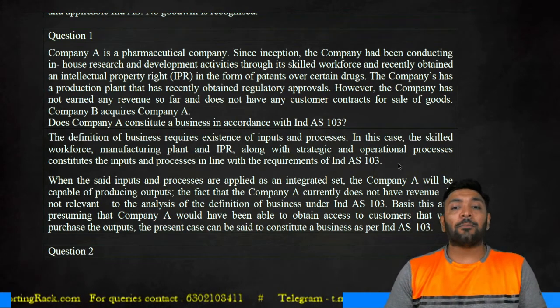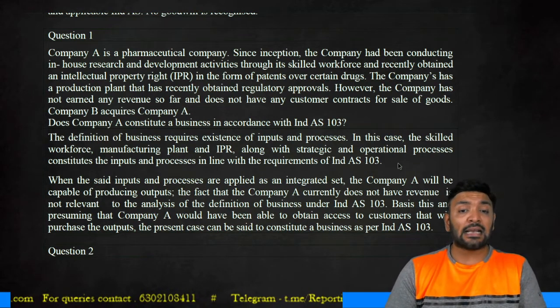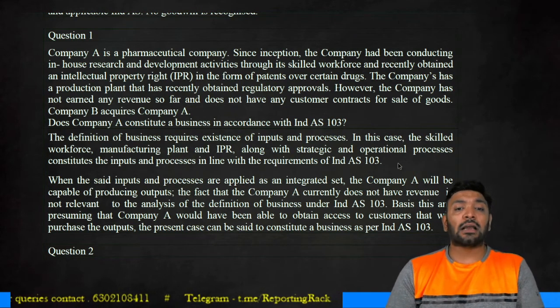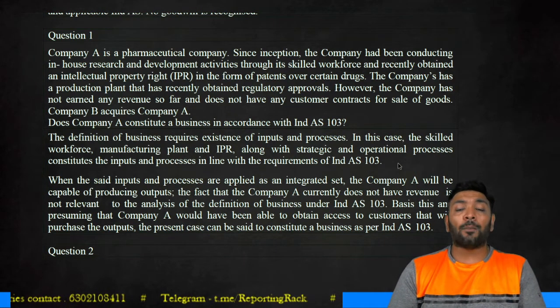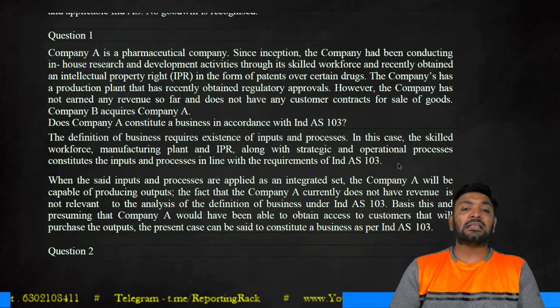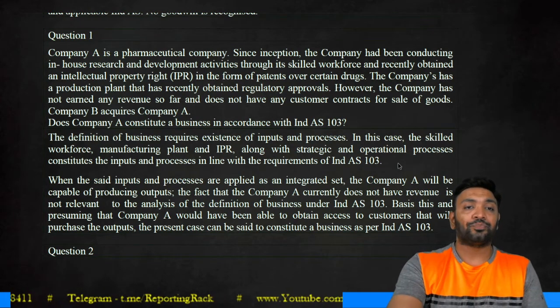So the fact that Company A does not have revenue is irrelevant in analyzing whether it is a business or not. Based on this, presuming that Company A has not been able to obtain access to the customers that will purchase the output, the present case can still constitute a business as per Ind AS 103.